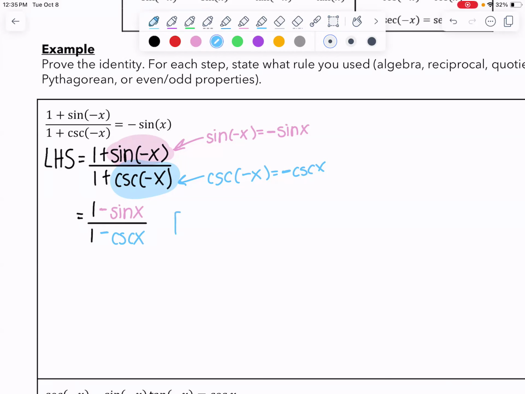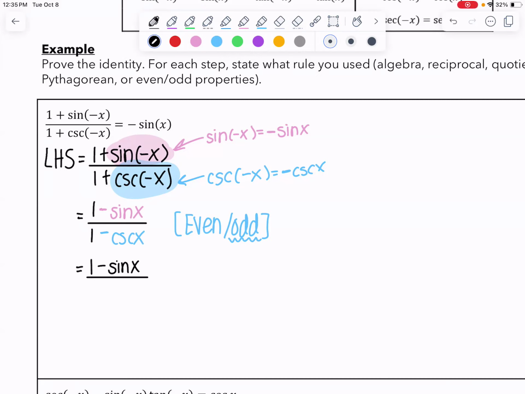For that step, we used even and odd properties. On Alex, it just lists them together, even, odd. So technically we used odd properties. That's what we really used here. But it's listed on Alex as one rule, so I'll just write it that way. So from here, I know cosecant x can be turned into sines, so maybe that would be useful. Not sure. Let's try.